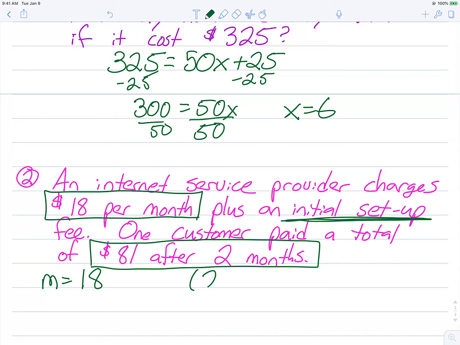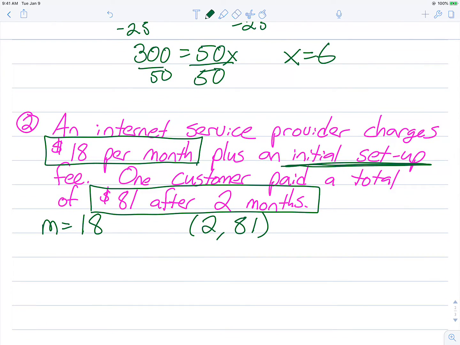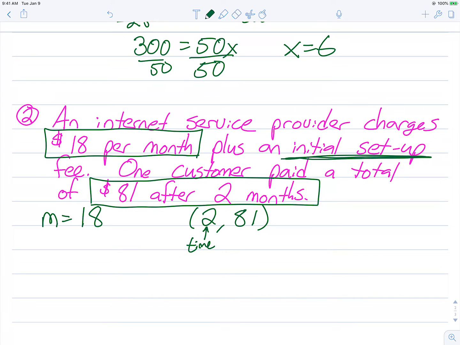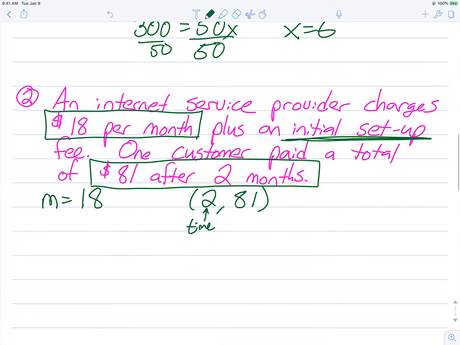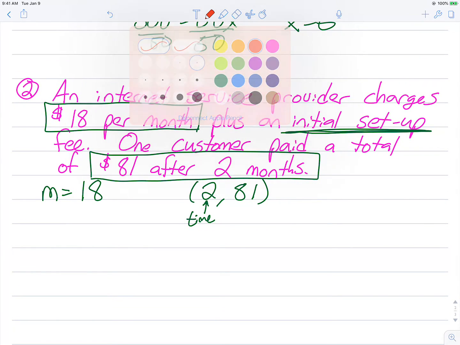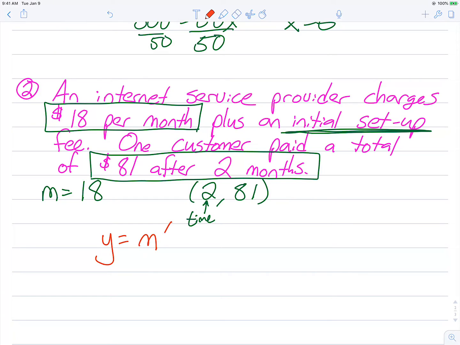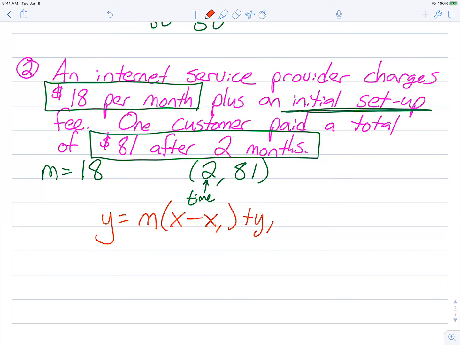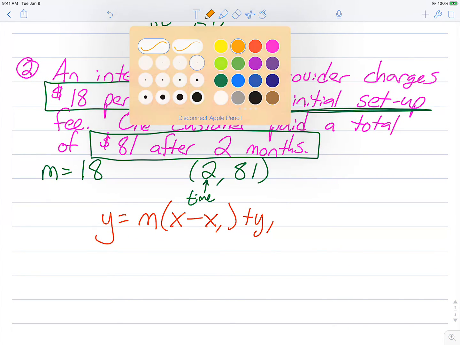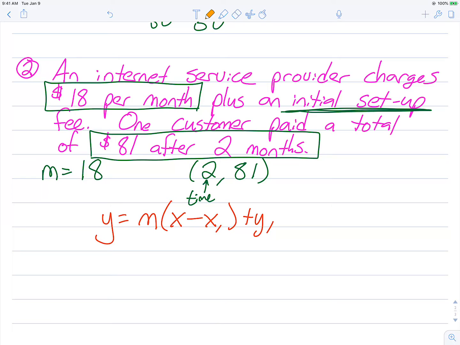That is the point, 2 months for $81. The reason I know that the 2 is first is because time is an independent variable and it's always first. Anything that happens without you wanting it to happen, that's the x value. So if I'm now given a slope and a point, I can use the point-slope equation of y equals m times x minus x sub 1 plus y sub 1, and I have all the information that I need to plug in and find the equation for this internet service.